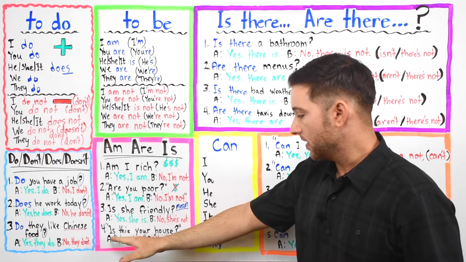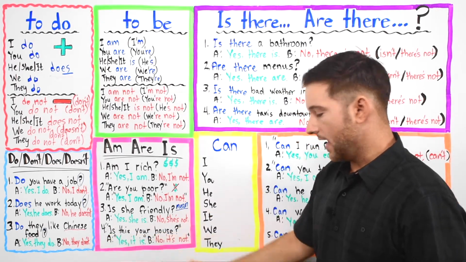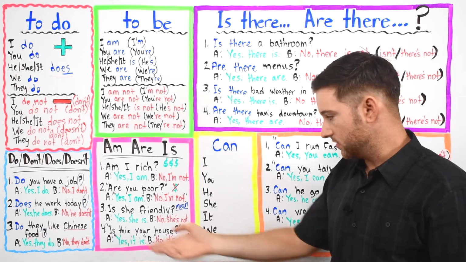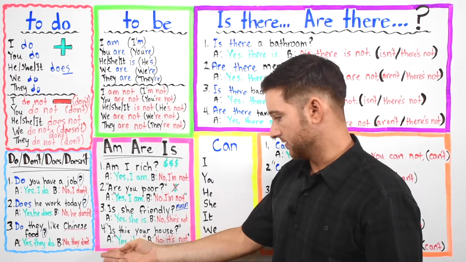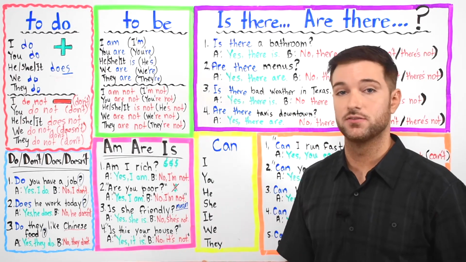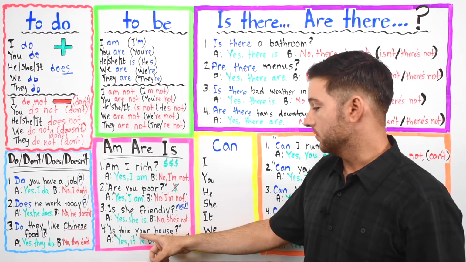You're asking another question to somebody. Is this your house? Right? Is this your house here? Like, are we at your house? Is this your house? And that person responds, yes, it is. Or they say, no, it's not. It's not my house. Okay? Now, look here. We have your.